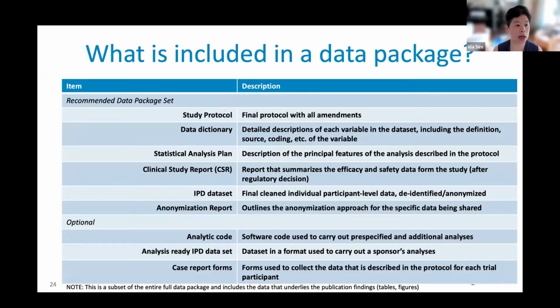What do they get? They get a data package, which includes a study protocol, data dictionary, statistical analysis plan. For those that have it, a clinical study report, and then the data set itself of the participant level data. This includes the final cleaned data that is de-identified or anonymized, and we'll describe that a little bit, and then an anonymization report outlining the approach used to anonymize the data.